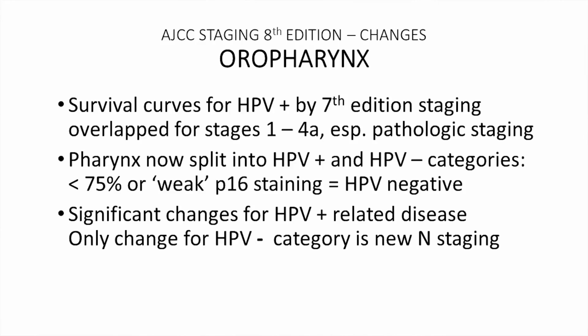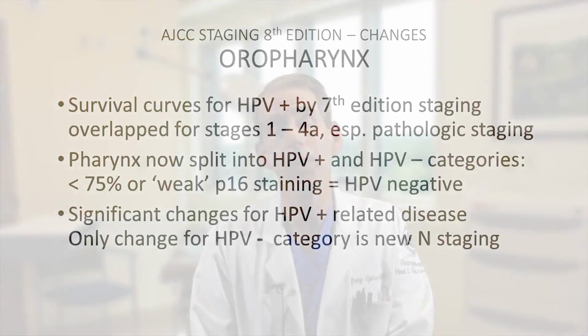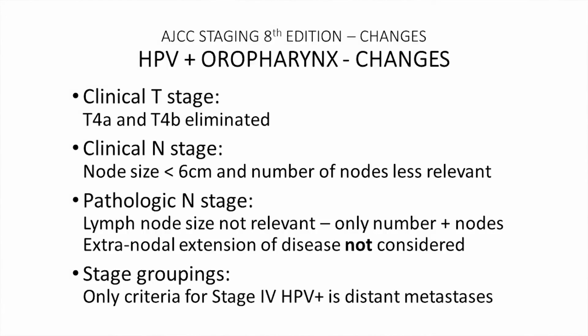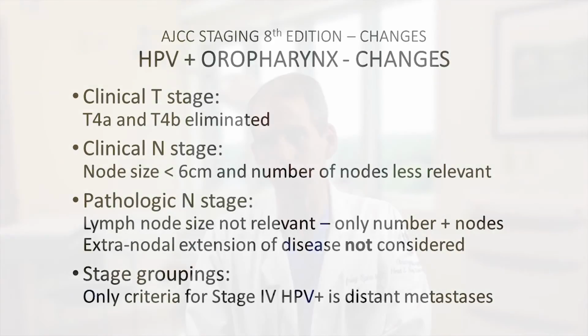HPV related, or we'll call it HPV positive, and the traditional HPV negative categories. If there is less than 75% staining or weak staining to P16, which, as we've talked about, is the surrogate marker for HPV, then the cancer is considered HPV negative. So there are significant changes for the HPV-related disease. The only change for HPV negative disease is some alterations to the end staging system, which we will touch on briefly at the end of the talk.